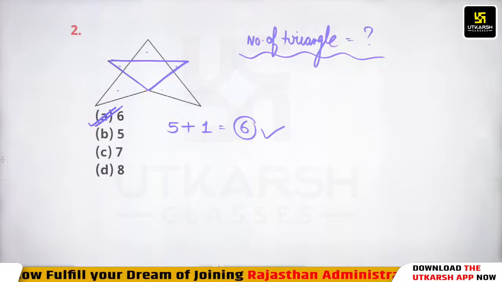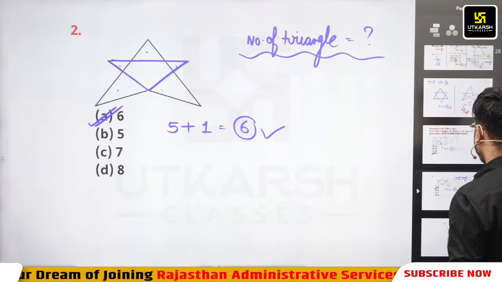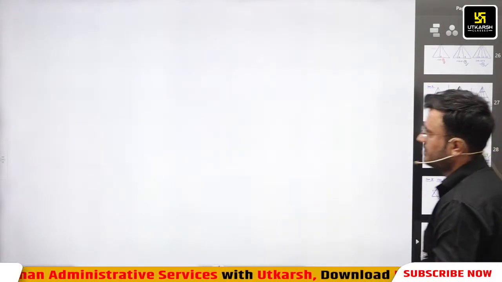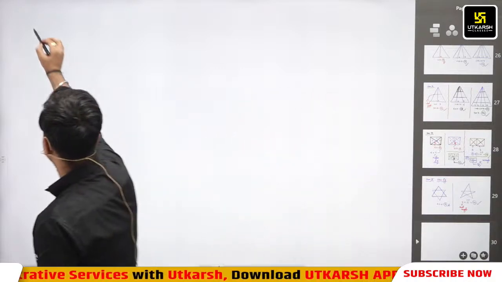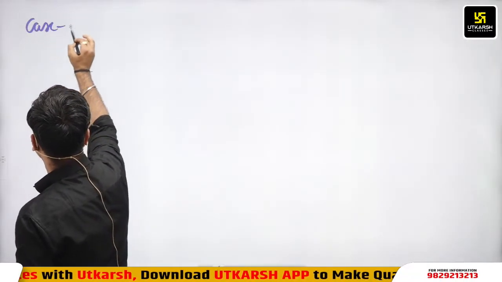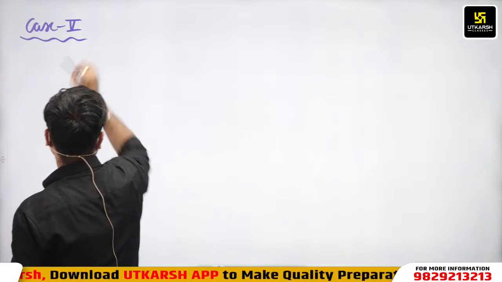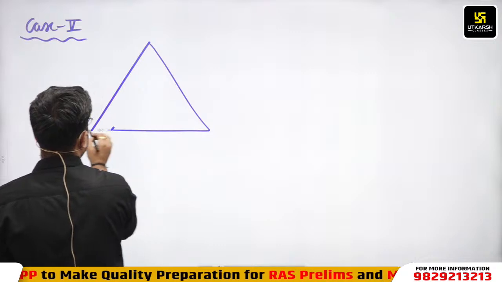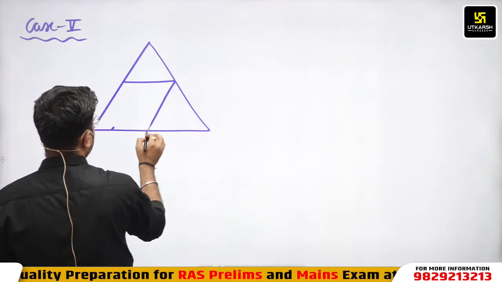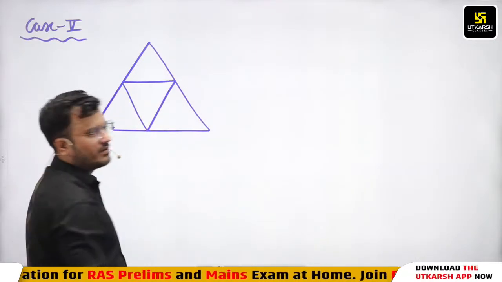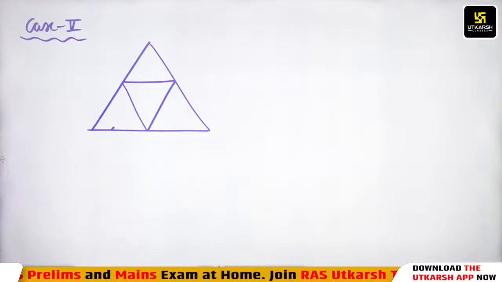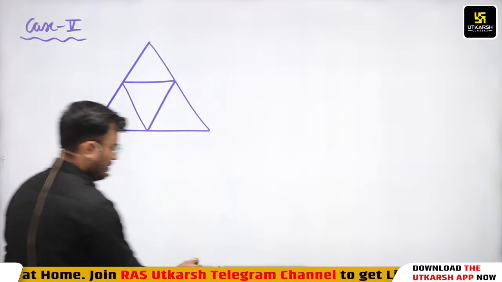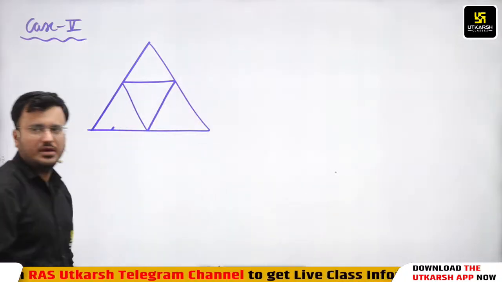Okay, so now moving forward for the next case, case number 5. If someone asks how many triangles are there in this figure, if I insert an inverted triangle in the given triangle, due to the inverted triangle, how many new triangles are formed?